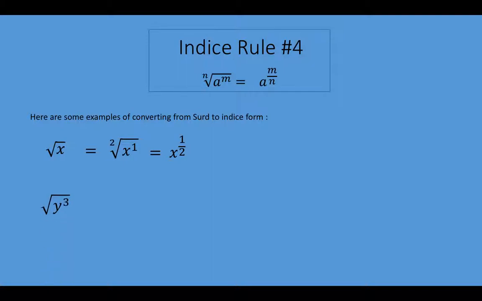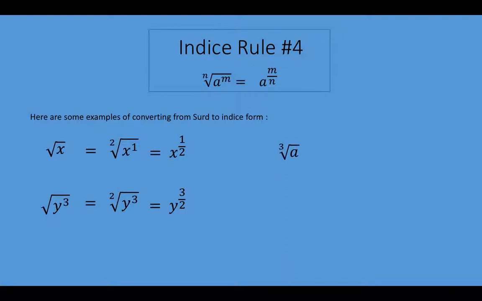This one here is the square root of y cubed. So if we write that in full, we're going to have the second root of y to the power 3. Now once again, the number in front of the root symbol ends up as the denominator of the fraction, so what we would end up with is y to the power of 3 over 2. And hopefully you can see in both of these examples, because it was a 2 in front of the root, they've ended up as the bottom part of the fraction.